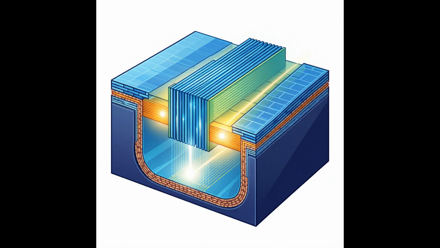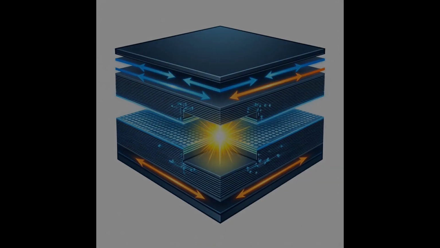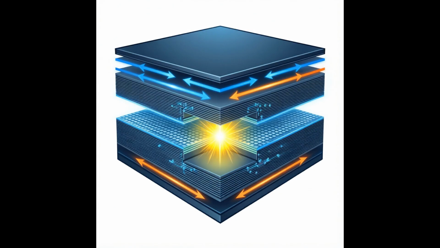When voltage is applied across the organic layers, electrons and holes are injected from opposite electrodes into the emissive material. These charge carriers migrate toward the center of the layer, where they meet and recombine to form an excited state known as an exciton. The relaxation of this exciton releases energy in the form of a photon, with the color determined by the specific bandgap of the organic molecule used.